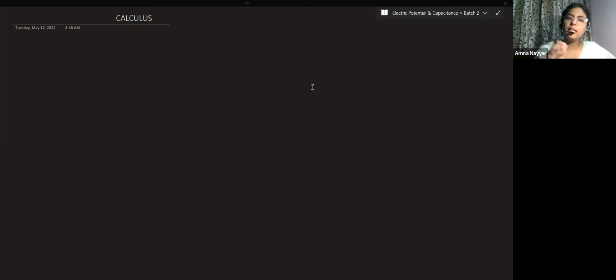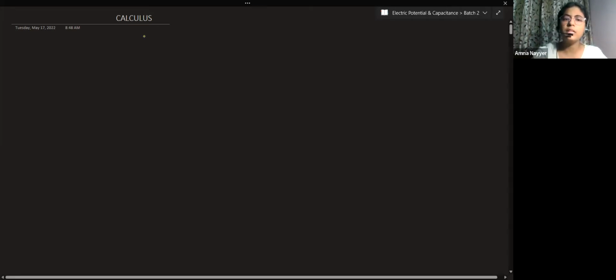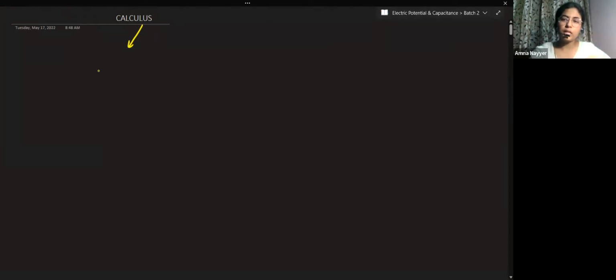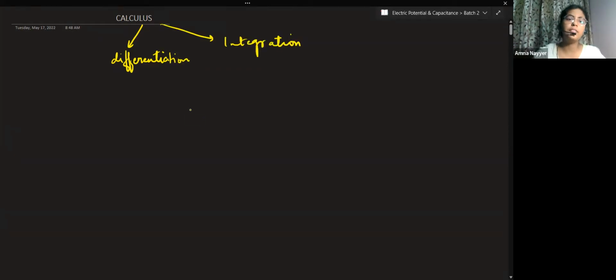In calculus, we'll be discussing the basics of integration and differentiation, because in this chapter that we are going to start, your calculus, both differentiation as well as integration, is utilized a lot. We'll do a quick revision of differentiation, because without this, you won't be able to solve the numericals, or even do the derivations of work done and all. So we'll be discussing differentiation and integration quickly. Let's first discuss differentiation.